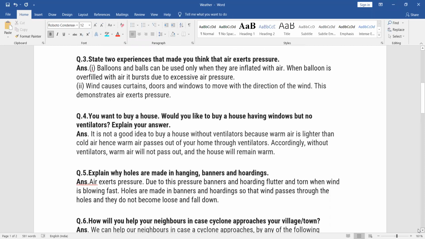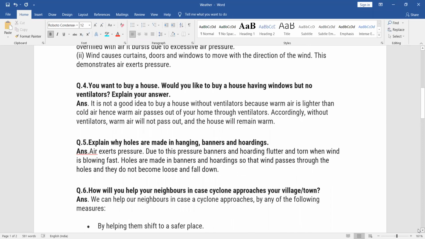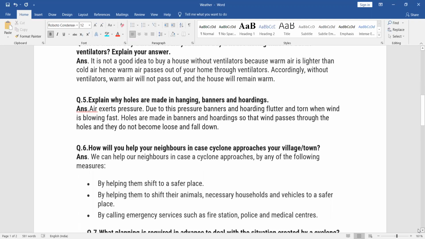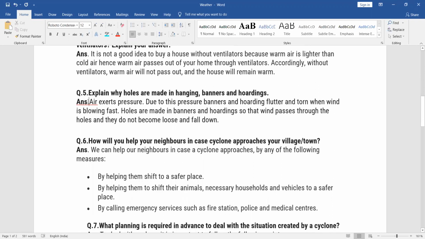Okay, the banners. When you see any banner, there are many holes there. So why are holes made in them? The reason is because air exerts pressure. Due to this pressure, what happens? The banners and the hoardings flutter, and if the wind is blowing faster, they will tear.